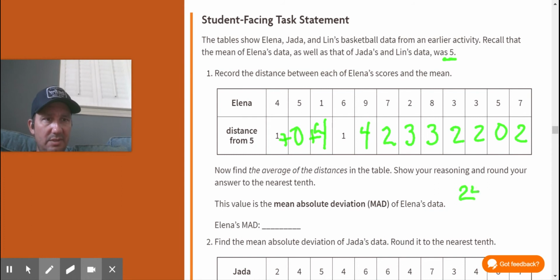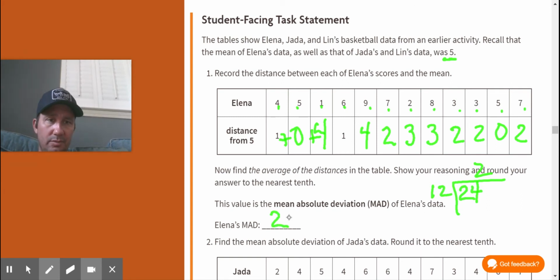Your mean absolute deviation is not 24 because you have to divide it, just like you do for the mean, by how many data points there are. There's 1, 2, 3, 4, 5, 6, 7, 8, 9, 10, 11, 12. So divided by 12 gives you a mean absolute deviation of 2. Meaning the average distance away from her mean of 5 is 2 baskets. I think that's baskets, right?